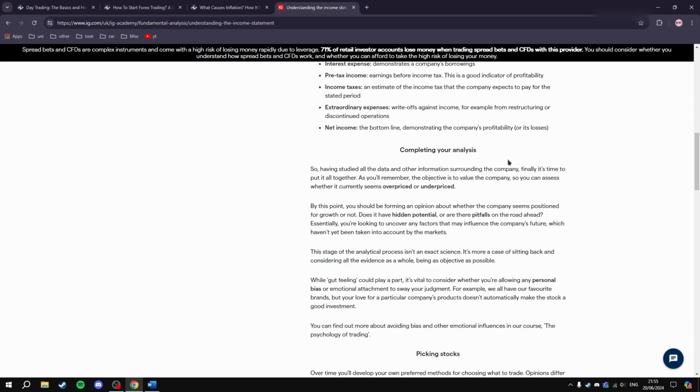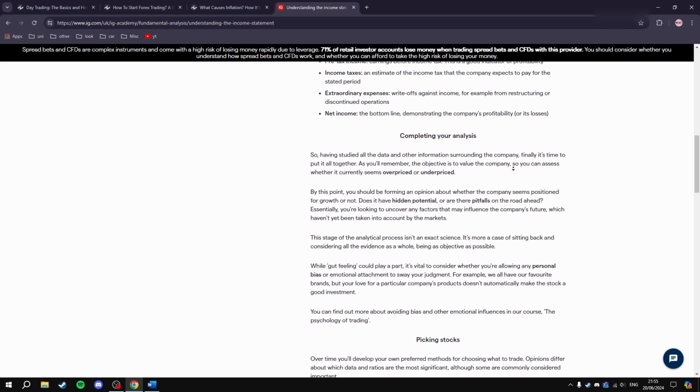Income taxes. An estimate of the income taxes that the company expects to pay for the stated period.